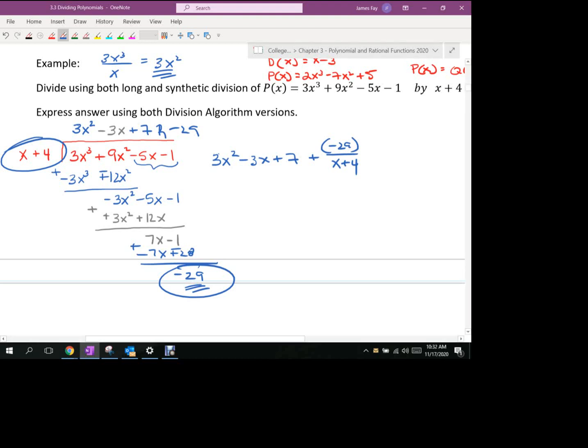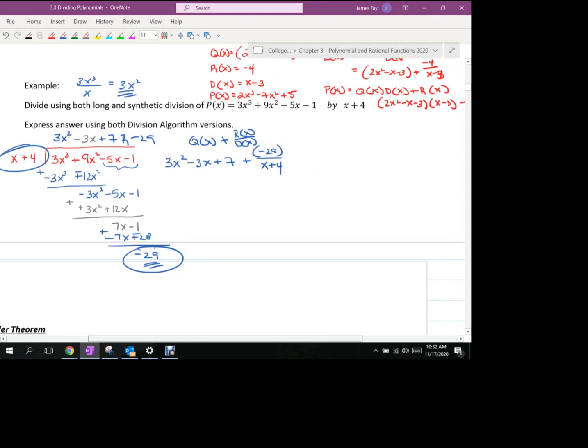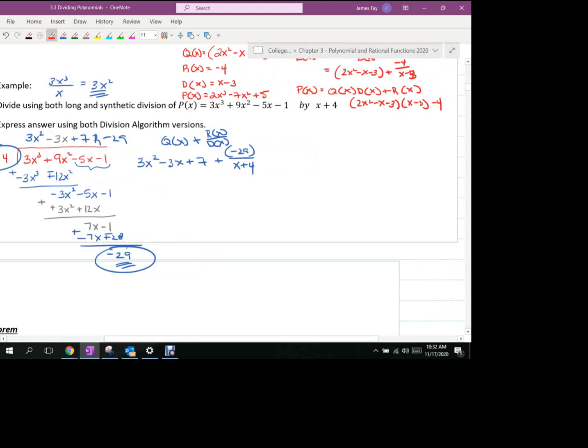So that is one way. So remember, that is the quotient plus the remainder divided by the divisor. Okay. If we were doing this in synthetic division, my hope is that when we do this, you guys can see the contrast in the speed that this occurs. We go 3, 9, negative 5, negative 1. What is going to go out in the box? Negative 4.